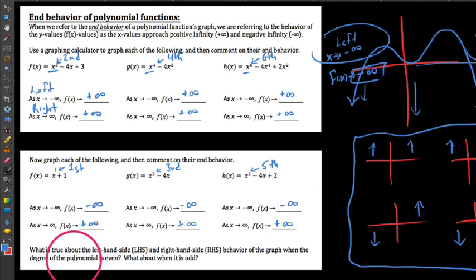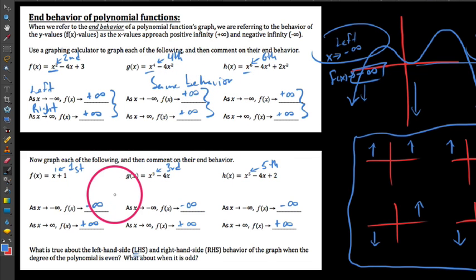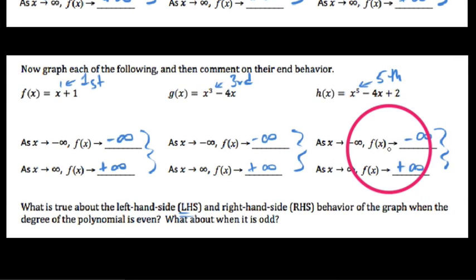So what I asked down here is what is true about the left-hand side, or we'll abbreviate this LHS behavior, with the RHS behavior of the graph when the degree of the polynomial is even and when it's odd. And what I want everybody to see here is that when we had even degrees, the left and right-hand side behavior are all the same behavior. And if you look at your odd degree, you see that we had opposite behavior here. If one side was falling, the other side was rising.